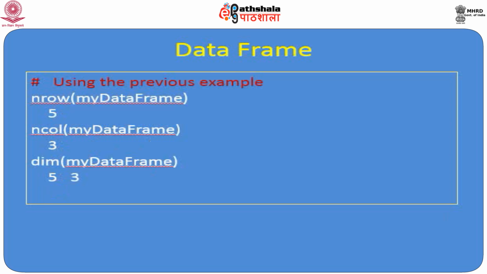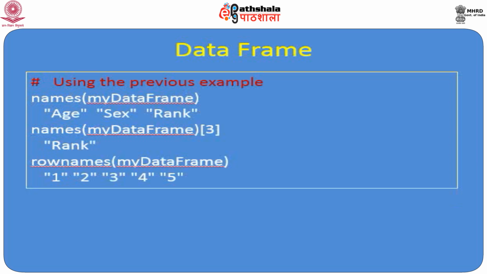Now, let us see how we can find the details of the data frame, that is, what functions will give us the details of the data frame. The nrow function will give us the number of rows of the data frame. Similarly, ncol will give us the number of columns, and if you want these two together, that is the dimension of the data frame, then use the function dim, which will give you the dimension of the data frame, which is named my data frame.